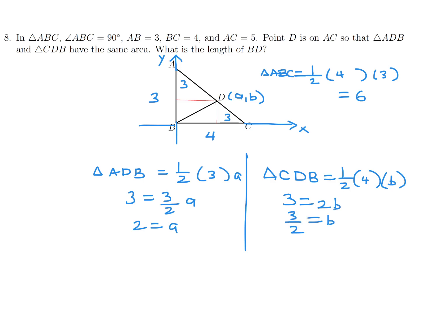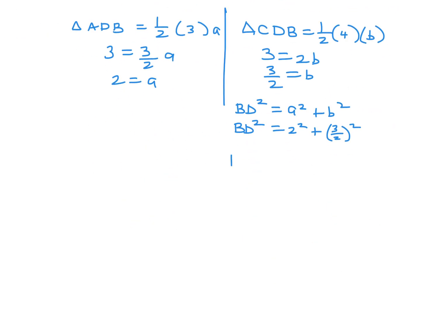Okay, so what are they asking for? The length of BD. Okay, using Pythagoras, BD squared would be A squared plus B squared, correct? So BD squared would be 2 squared plus 3 over 2 squared. And therefore BD squared would be 4 plus, is it 2.25? I'm combining fractions with decimals. And then BD would therefore be the root of 6.25, I believe. And that is 2.5.